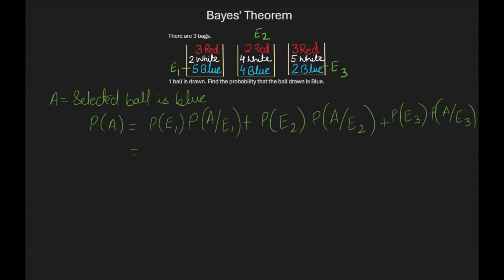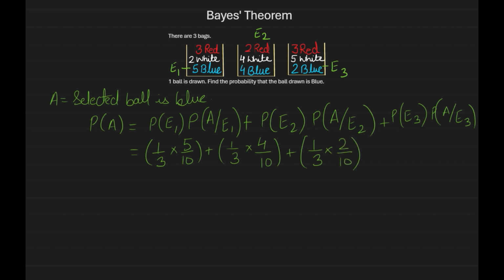Let's quickly write down the probabilities. The probability of E1, selecting bag 1, one bag out of 3, is 1 over 3. Then it is multiplied with the probability of A given E1, that a blue ball is selected from E1. The blue balls are 5 and the total balls are 10, so it would be 5 over 10. Then plus again the probability of selecting bag E2, the same, 1 out of 3, times blue from total, 4 over 10, plus E3, again 1 over 3 times 2 blue balls and total is 10.